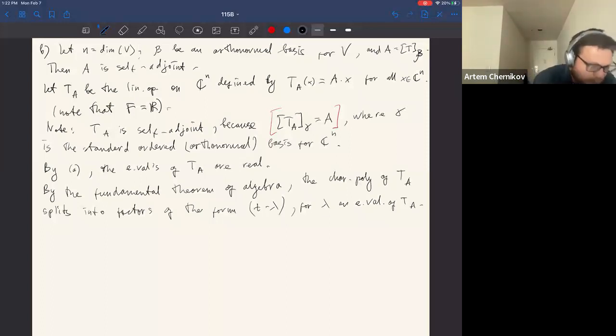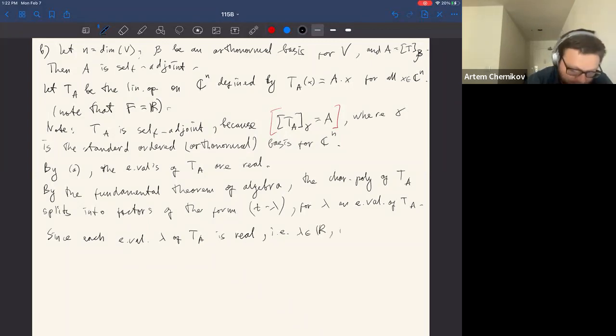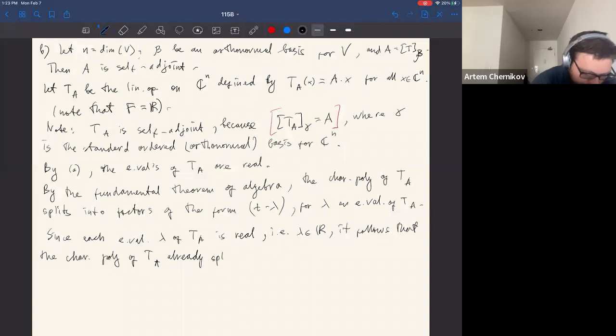But also note that each eigenvalue lambda of T_A is real by part A, meaning that lambda is in R. It follows that the characteristic polynomial of T_A already splits over the reals. So we have obtained this additional information.